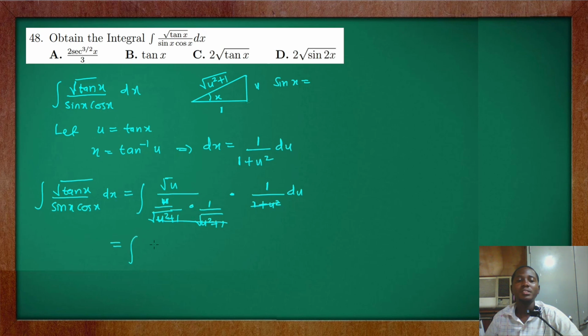Then I'm going to have the integral of square root of u over 2 du, which is still the same thing as the integral of u raised to the power of minus 1 over 2 du, and this will give us u raised to the power of 1 over 2 over 1 over 2, which is like 2 root u. So what's our u? Our u is just tan x. So the correct answer to this question is 2 root tan x, which is our option C.